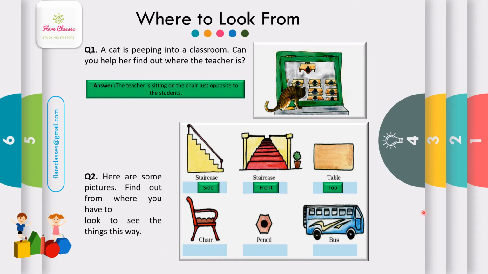And this is a picture of a chair. You have to look at it from the side. And this pencil, you have to look at from the top. And you have to look at this bus from the side.